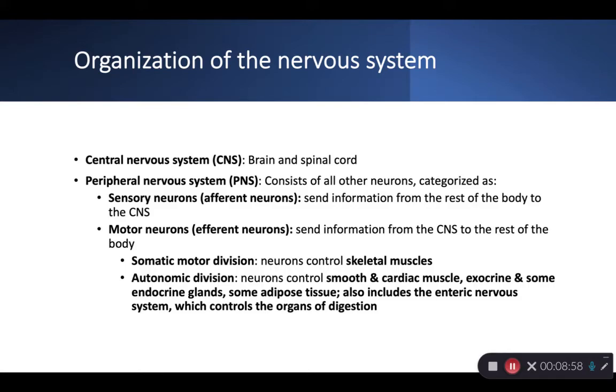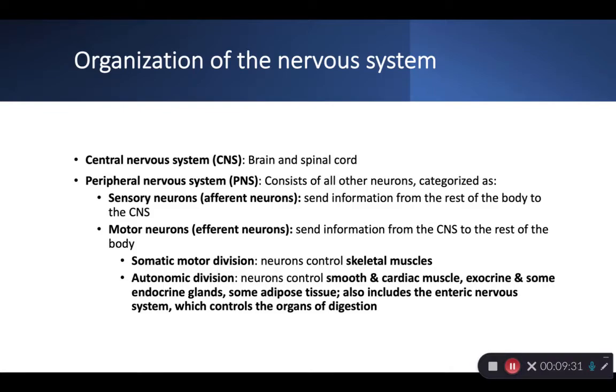But the autonomic division is going to control all of your involuntary muscles. So your smooth muscle, your cardiac muscle. So that includes things like opening up blood vessels, controlling your heart rate. The autonomic division is also going to control exocrine glands that secrete things like digestive enzymes and sweat onto the surface of your body. Some endocrine glands are also controlled by the autonomic division. Some adipose tissue, some fat tissue that secretes substances is going to be controlled by the autonomic division.